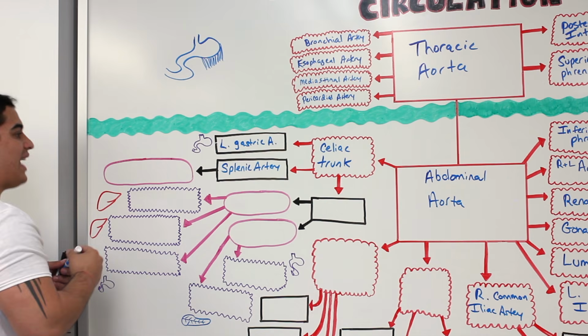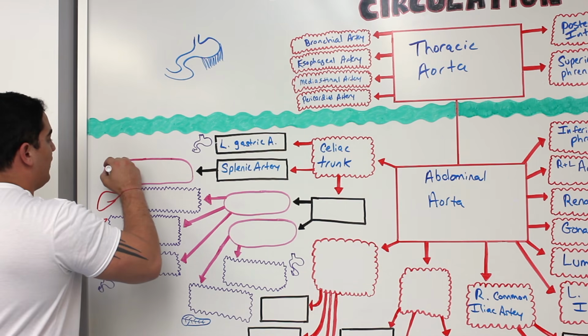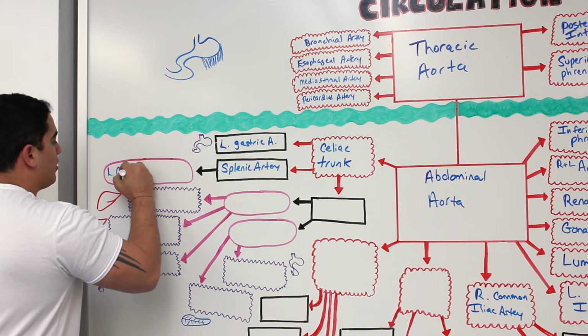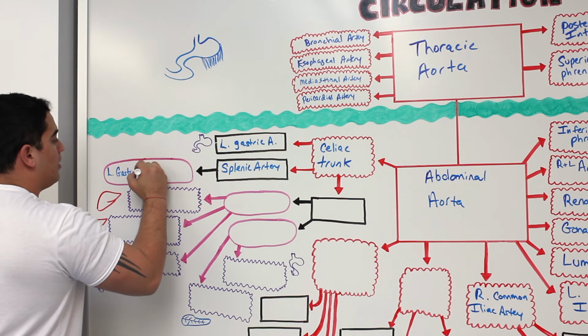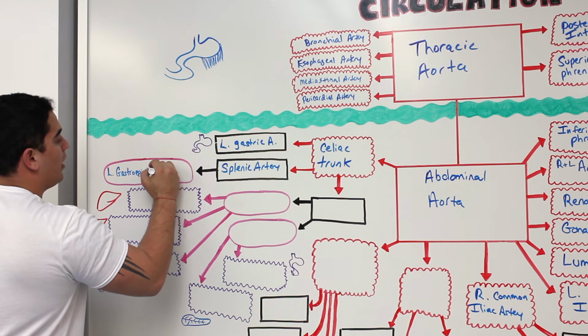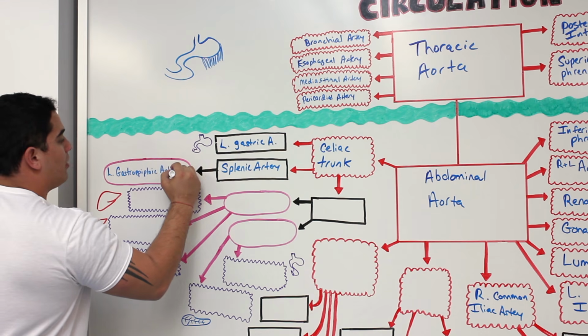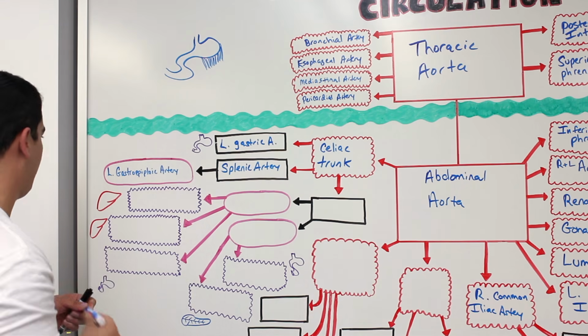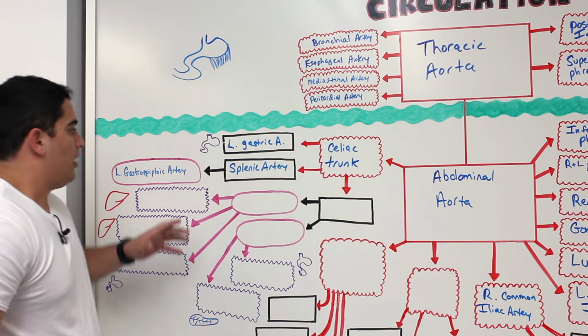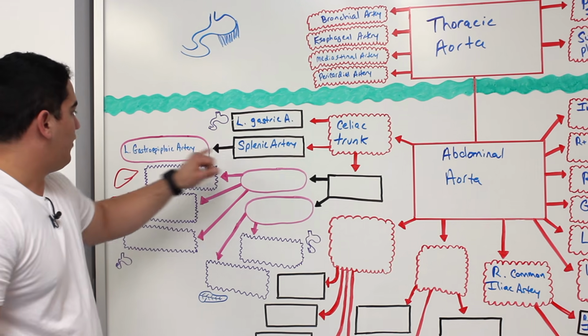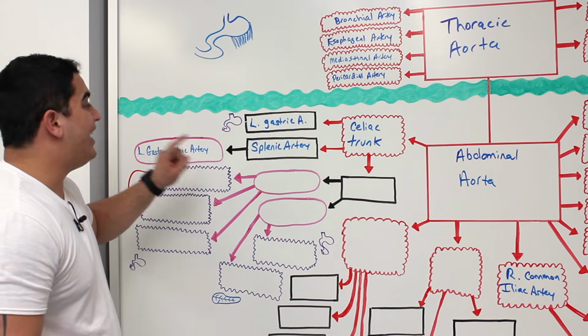But we're going to call it here the gastroepiploic. So specifically, this is the left gastroepiploic artery. All right, so left gastroepiploic artery. Now you've got the splenic artery giving way to the left gastroepiploic artery. And again, what is it supplying?